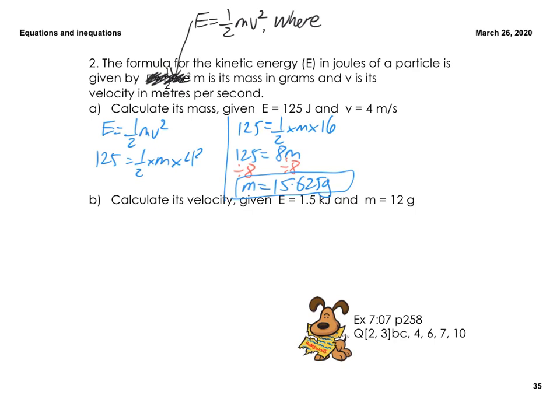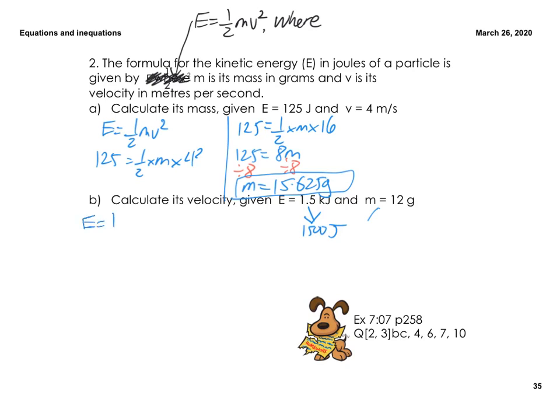Now part B, be careful. The original formula said energy is in joules. This is in kilojoules. Now kilojoules, joules, it's just like grams and kilograms. To go from kilojoules to joules, you need to multiply by 1,000. So I'm going to call this 1,500 joules.